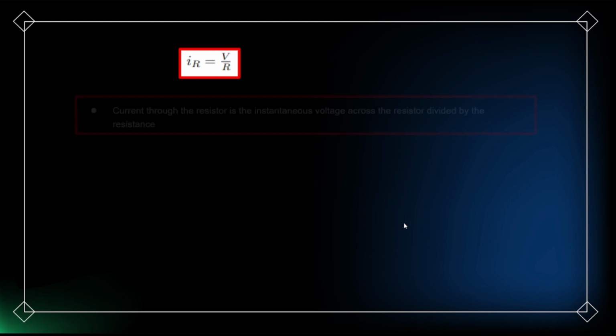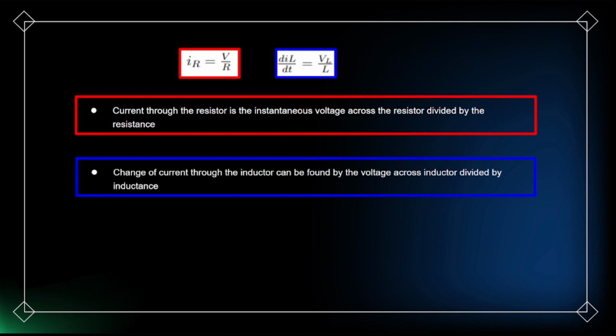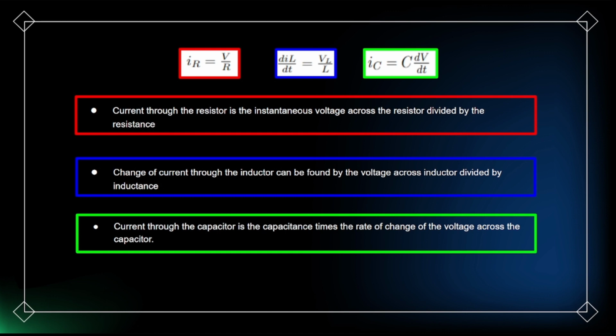Another interesting thing to note is that the current through the resistor can be found by dividing the voltage by the resistance. The change of current through the inductor as a function of time can be found by dividing the voltage across the inductor by the inductance. And finally, the current leading to the capacitor can be found by multiplying the capacitance by the rate of change of the voltage across the capacitor with respect to time.